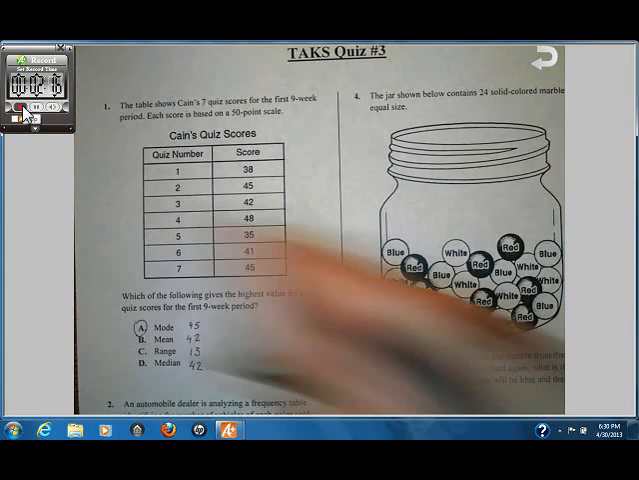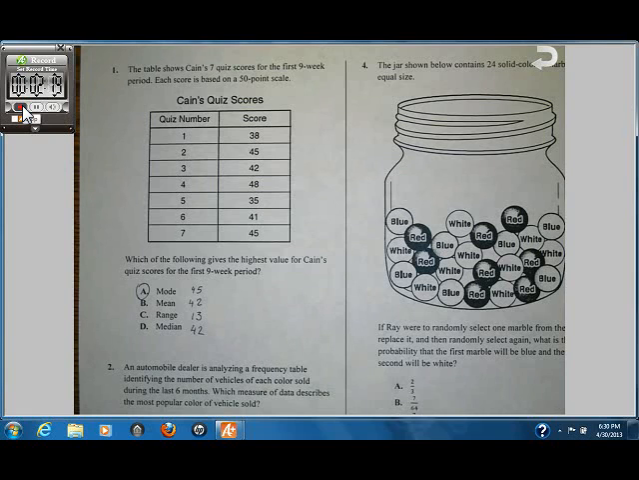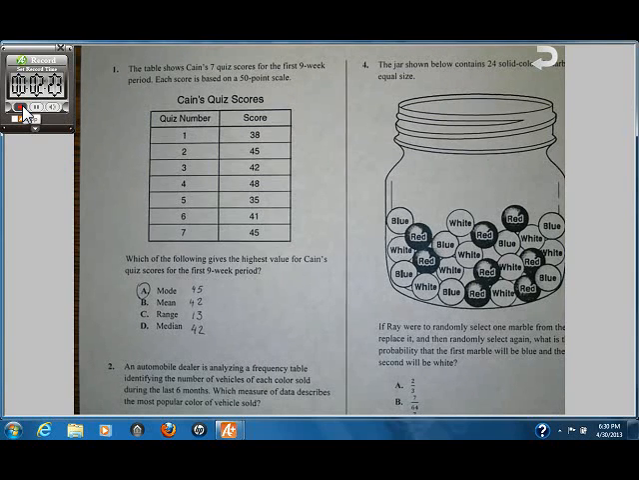It's high. Can you find the most often? Can you find the average? Can you find the range? And can you find the middle term?